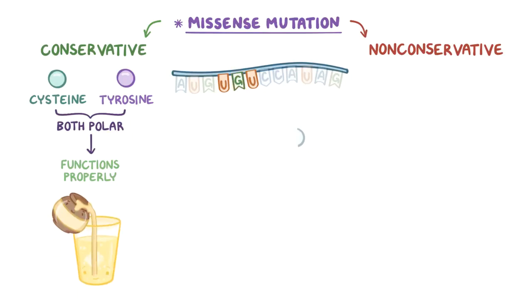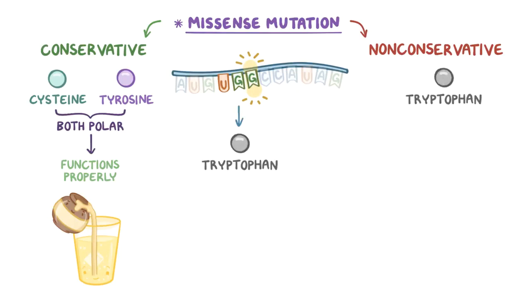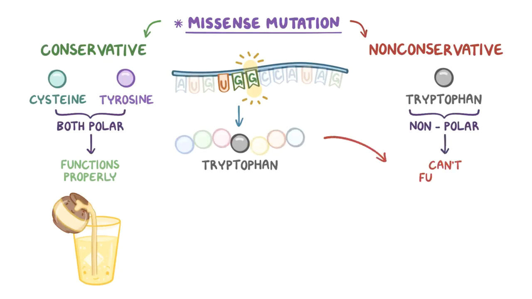But now let's say that in the UGU codon, there was a point mutation in the last U for a G. That results in the codon UGG, which codes for the amino acid tryptophan, a nonpolar amino acid. The resulting protein cannot function properly. Kind of like trying to sweeten lemonade with salt. Not gonna work.